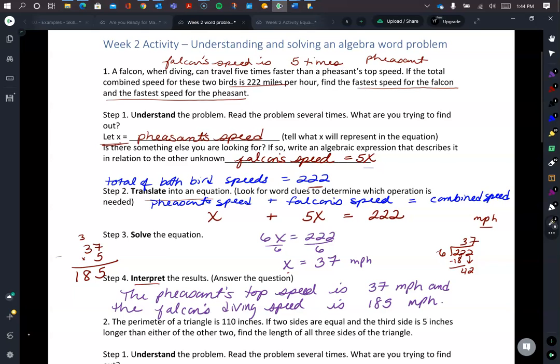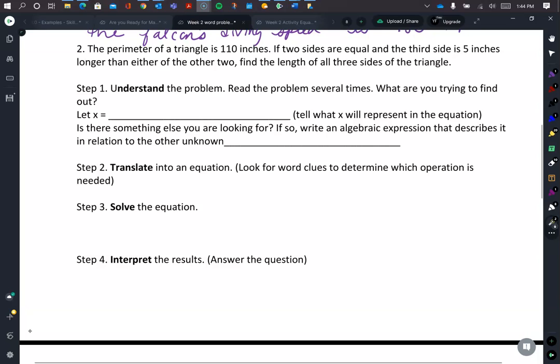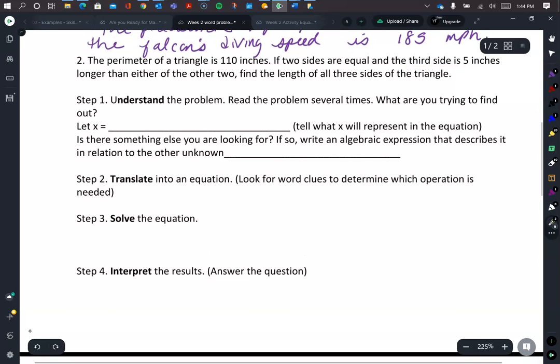Now we're going to look at number 2 real quick, and then there are 2 more for you to do on the back that are similar, but to do as classwork and submit into Canvas. Okay, here we have a geometry problem. The perimeter of a triangle is 110 inches. If 2 sides are equal, and the third side is 5 inches longer than the other 2, then find the length of all 3 sides of the triangle.